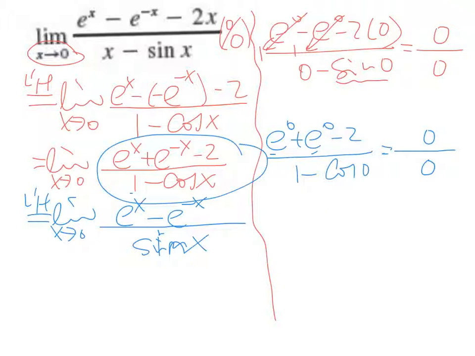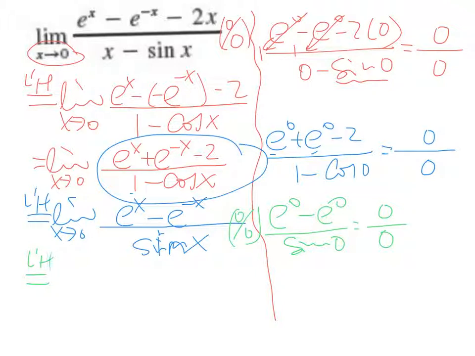We are going to plug in 0 for x again. I have e to the 0 minus e to the 0 over sine of 0. Sine of 0 is 0. 1 minus 1 up top, still 0. I still have a 0 over 0 type. I get to use L'Hopital's rule again.